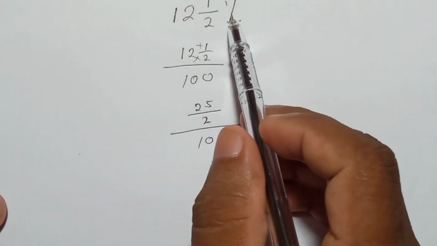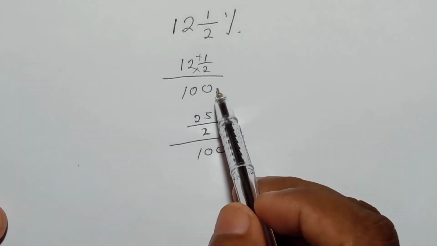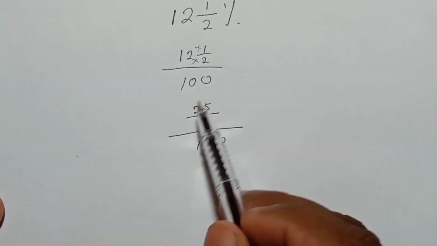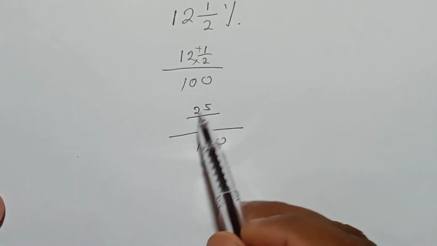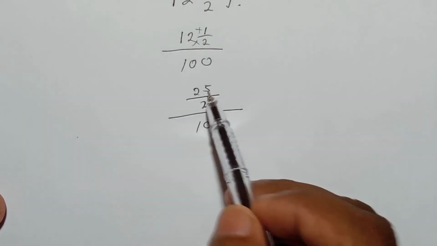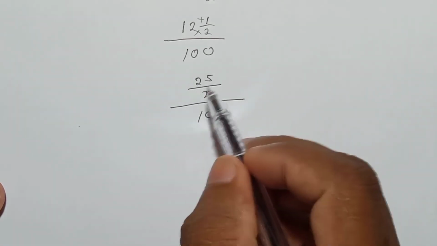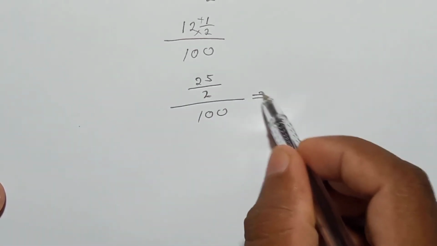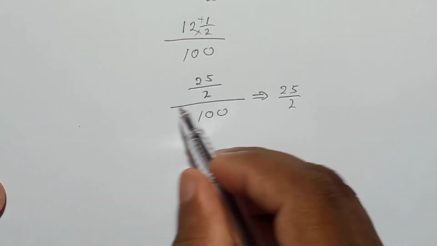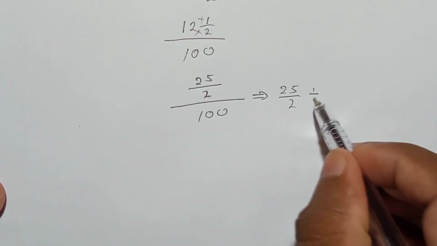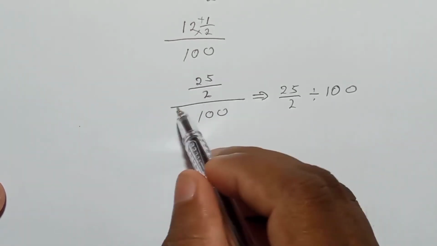I mean, percentage means whatever thing you have here, it doesn't matter, over 100, right? Then this is converted to 25 over 2. This is a mixed number, we convert to an improper fraction. Now here we know this is already a fraction. This means 25 over 2 divided by 100. Here the idea is this one divided by 100.